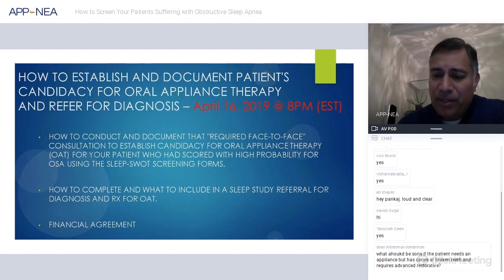Okay, the first question is from Brian. What would be some of the patient's needs if the patient has caries or broken teeth and requires advanced restorative? This is a great question. If a patient has advanced restorative needs, periodontal disease, or broken teeth, as part of the sleep screening form you will identify these conditions, and you would have to treat them before you do oral appliance therapy.